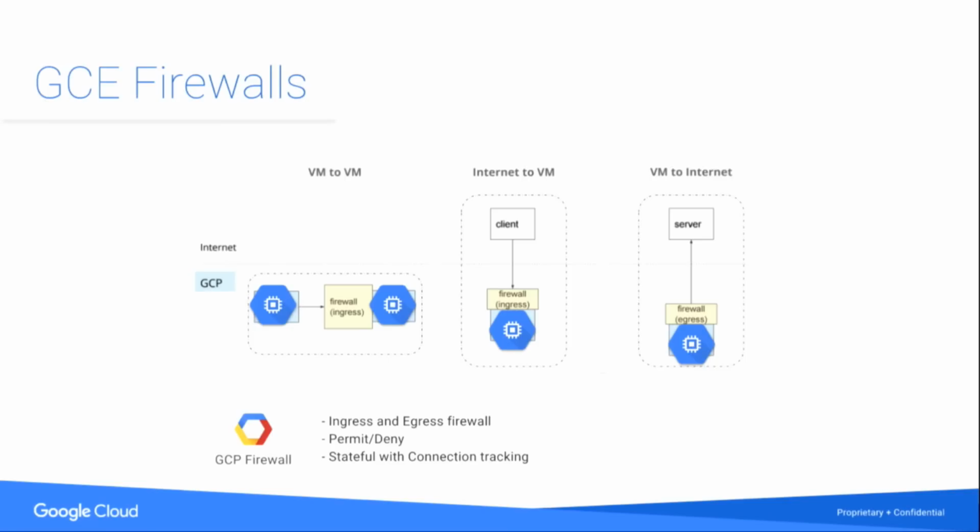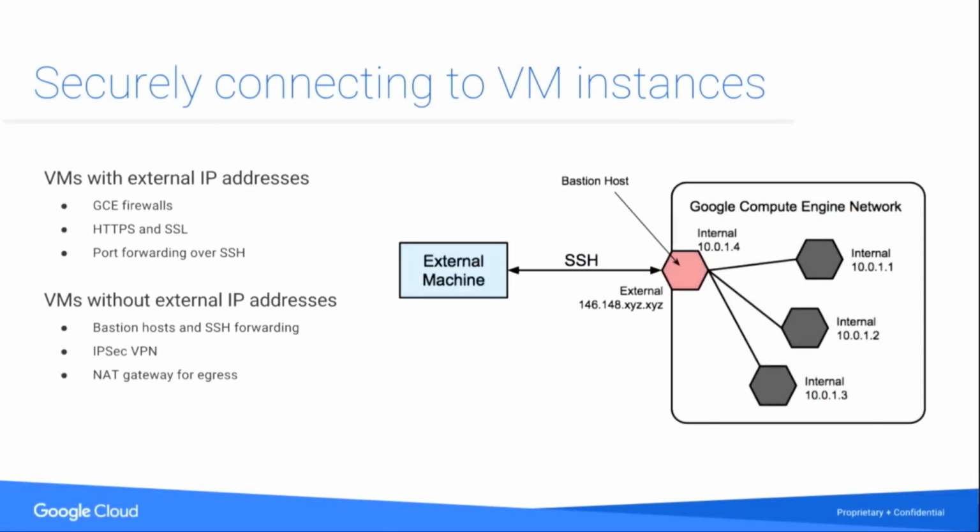But let's go through a few scenarios where you have a need to connect to VM instances directly, say for example over SSH. There's probably two main scenarios to think about here. One is where you have a VM with an external IP address. That's fairly straightforward. You just have to make sure your firewalls are set up correctly to allow access, on HTTPS and SSL if you want to connect over those protocols. And then you can connect directly into that external IP.